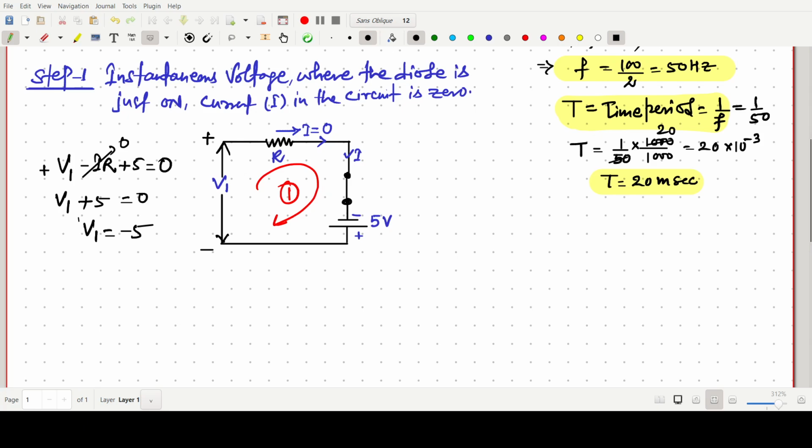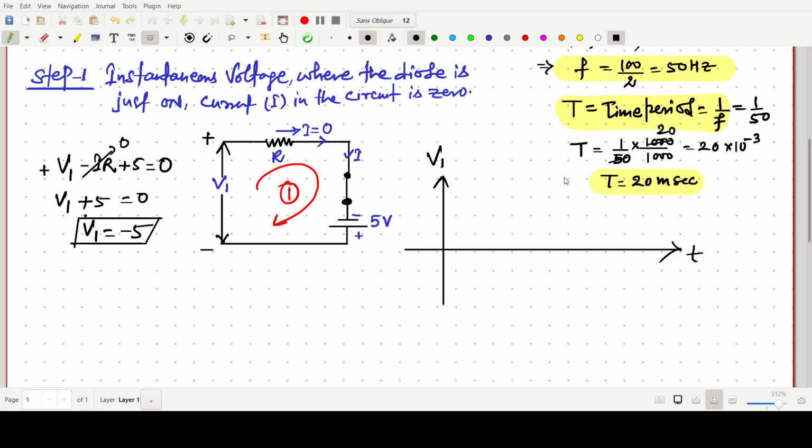So V1 equals minus 5 will be the deciding factor. How it is the deciding factor, I will show you. Sometimes you can call this the instantaneous voltage, minus 5. For this purpose, let us draw the sinusoidal input signal V1 against the time axis t.